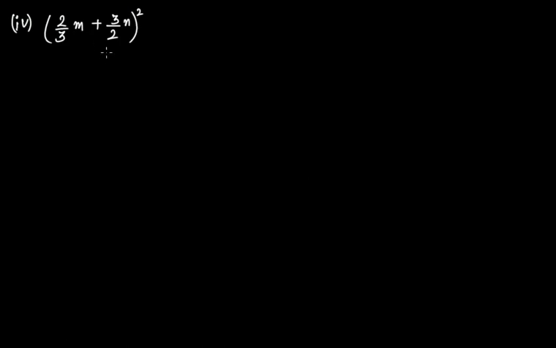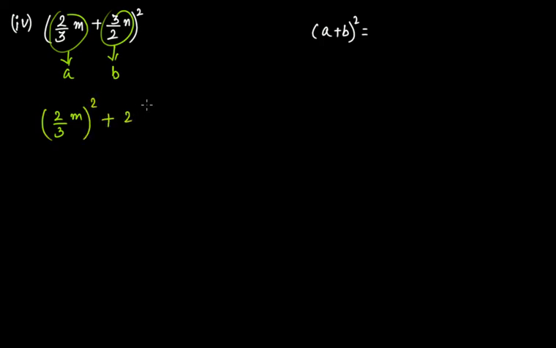Here you have (2 by 3 m plus 3 by 2 n) whole squared. This is standard identity 1 that says a plus b whole squared is equal to a squared plus 2ab plus b squared. So if you look at this expression, this becomes a, this becomes b, then it is a squared means (2 by 3 m) whole squared, plus 2 multiplied by a means 2 by 3 m, multiplied by b means 3 by 2 n, and plus (3 by 2 n) whole squared.